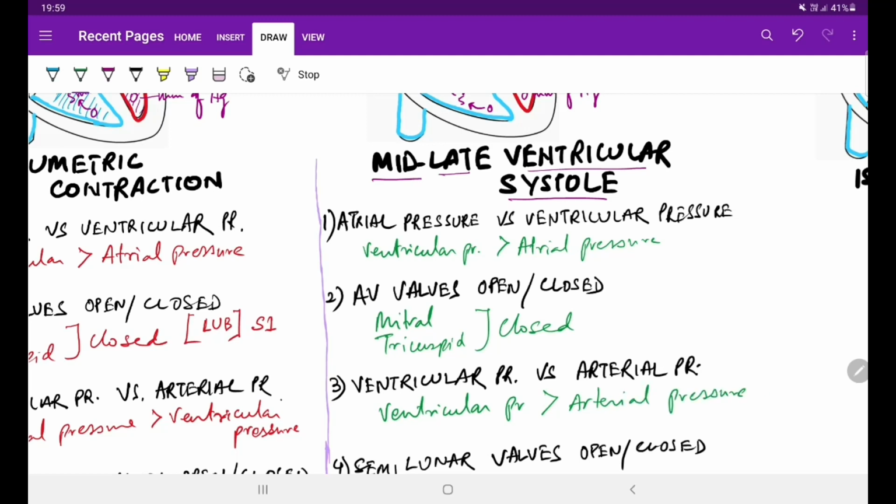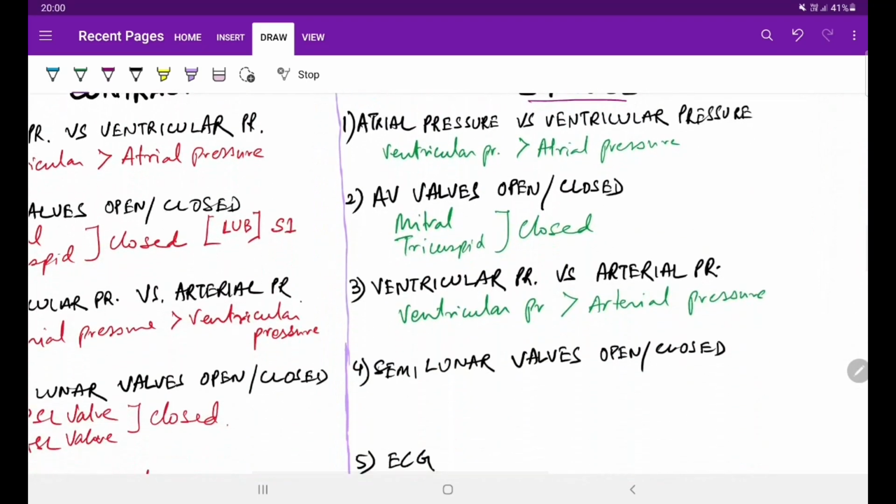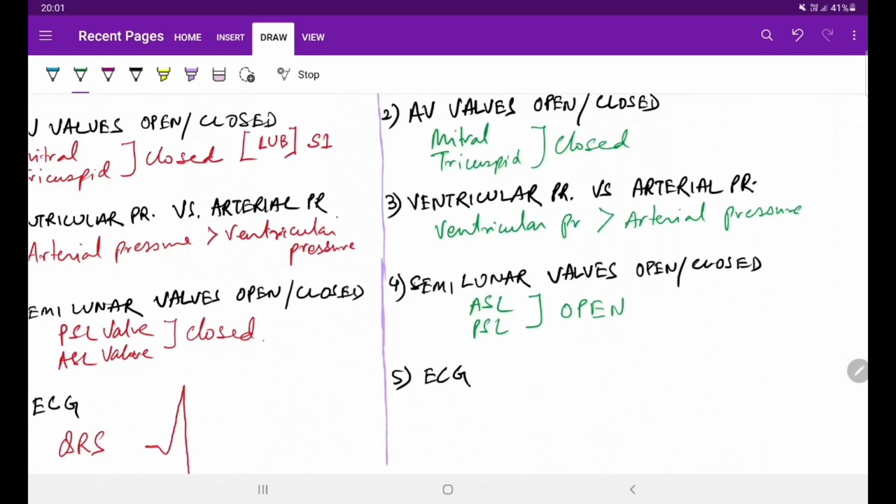This increased ventricular pressure will allow the ventricles to pump the blood forcefully, and the semilunar valves open up. So, we can say that the aortic semilunar valve and the pulmonary semilunar valve will open up and the blood will gush out through these vessels to different parts of the body. The pulmonary artery will carry the blood to the lungs, whereas the aorta will carry the blood to different parts of the body, and the wave on the ECG will be the QRS wave.